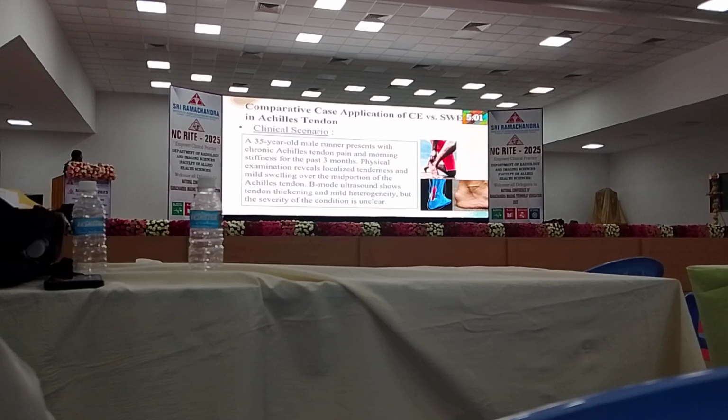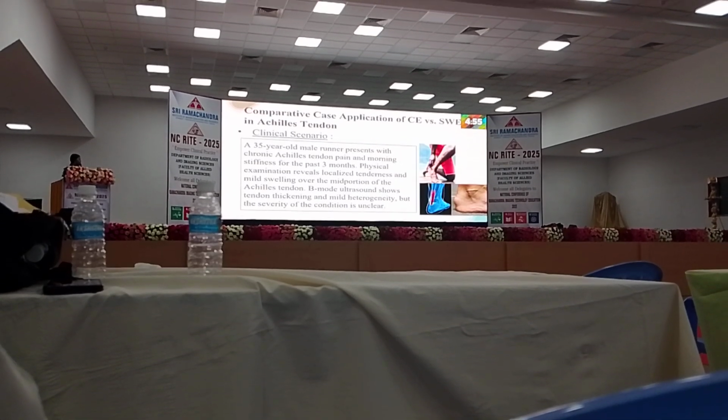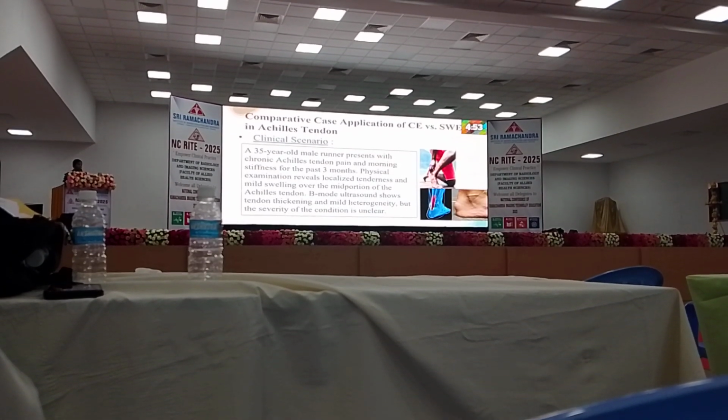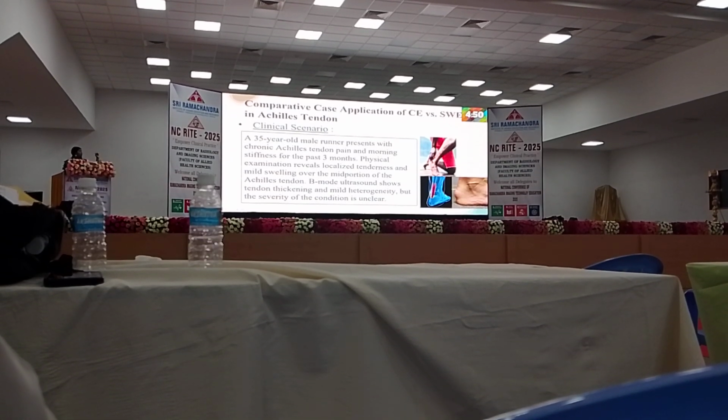So here's the condition. Basically, the patient has had pain for about 3 months and the patient is a runner. Here, B-mode ultrasound shows tendon thickening and mild heterogeneity, but the condition's severity is unclear. For this condition, we will be using compression elastography and shear wave elastography.